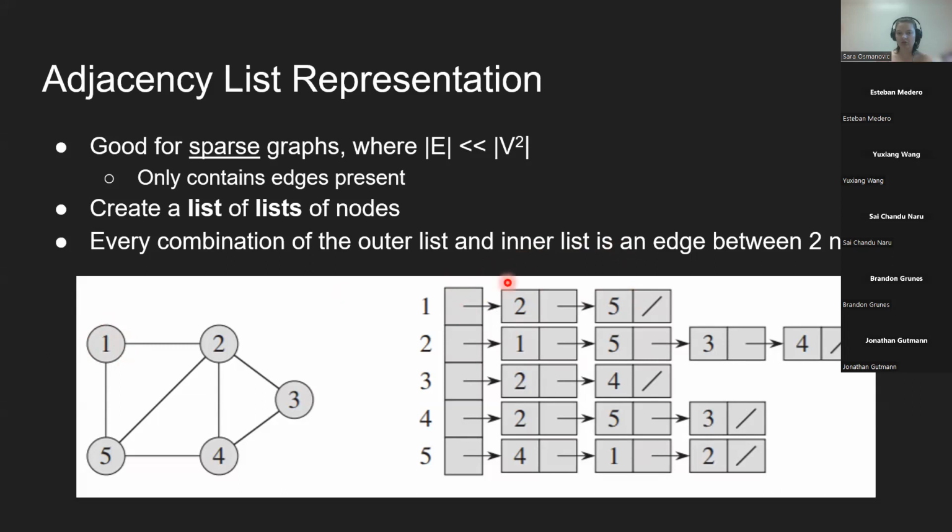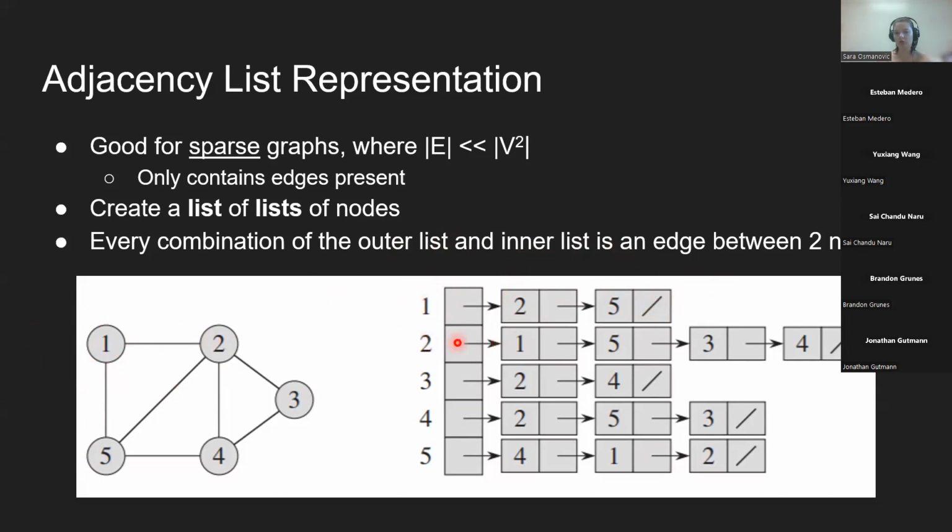So 1 connects to 2 and to 5. So you have this list here of all the nodes that you can go to from 1. So these two nodes you can access from node 1.